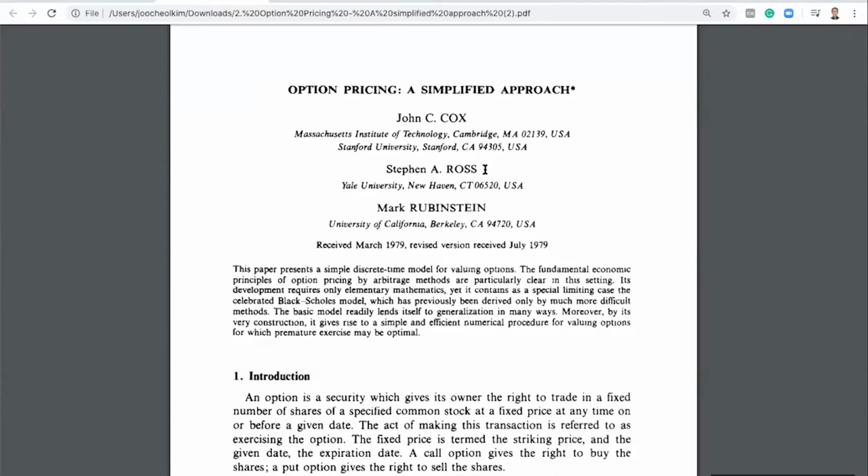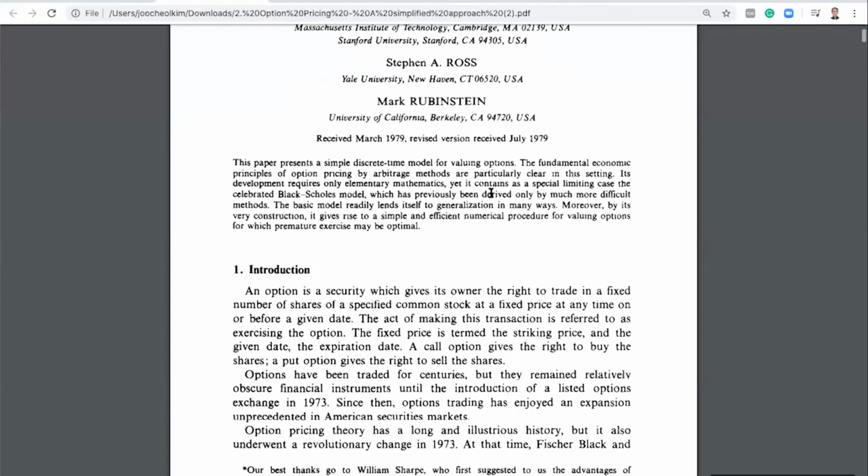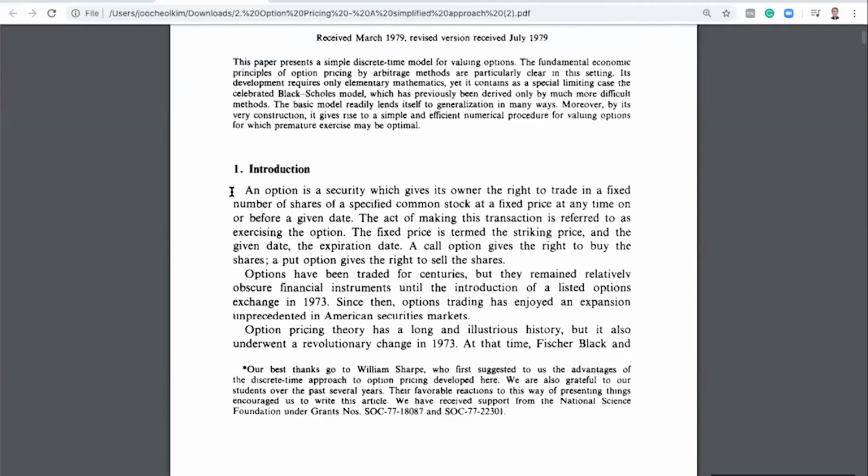But actually, you don't have to worry about that too much, because we already know all the details of the mathematics which we are going to use today for this paper. So the first paragraph of this introduction is just an explanation of what an option is.